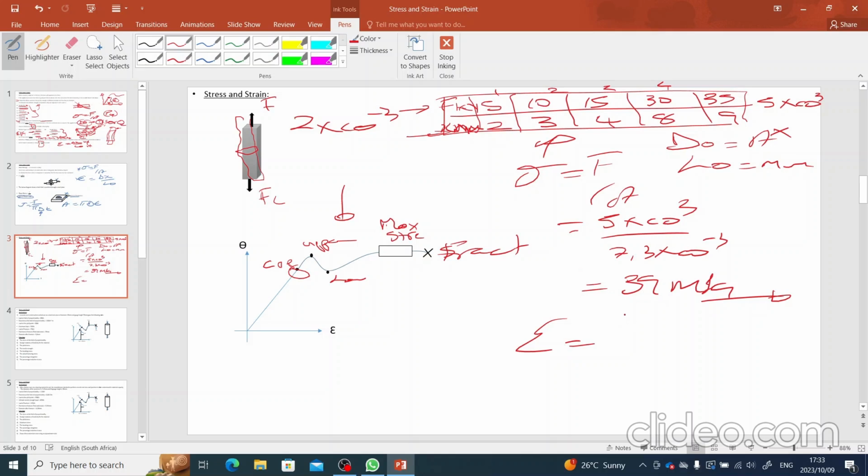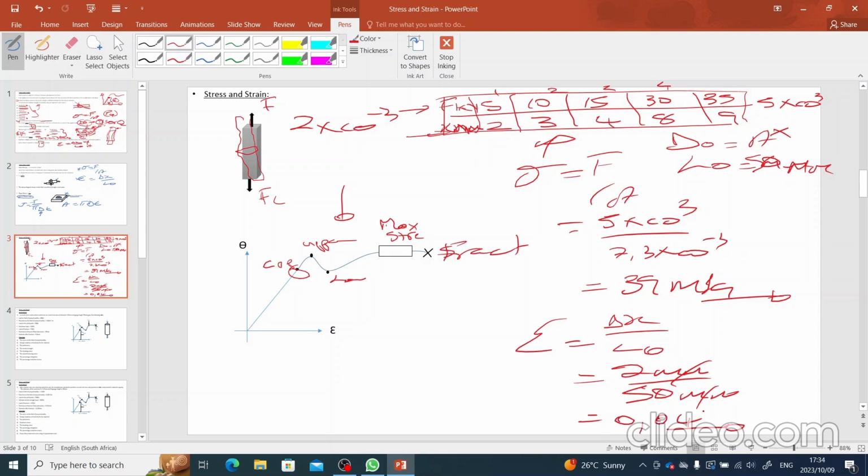It is the change in length over L original. Let's say we are given L original as 50 millimeters. It will be 2 millimeters divided by 50 millimeters. The mm and the mm will cancel out. Then your answer would be 0.04. It doesn't have an SI unit. Now, let me give you a tip in drawing the stress and strain graph.